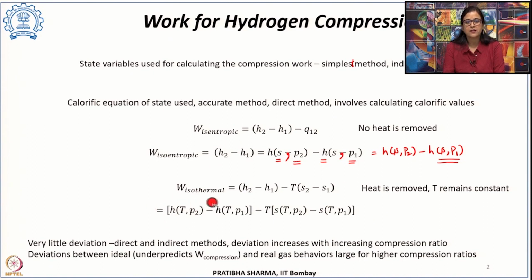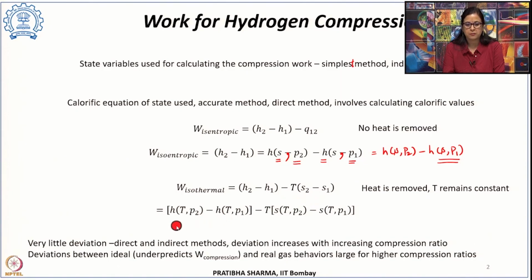However, if the process is considered to be isothermal, that is if as we compress we remove the heat which is being generated in the process such that the temperature remains constant, the temperature will remain constant, and in that case the work of compression, considering again the calorific equation of state and the calorific values, is given by the difference in the enthalpies in the two states minus the constant temperature and the difference of the entropies in state 1 and state 2.